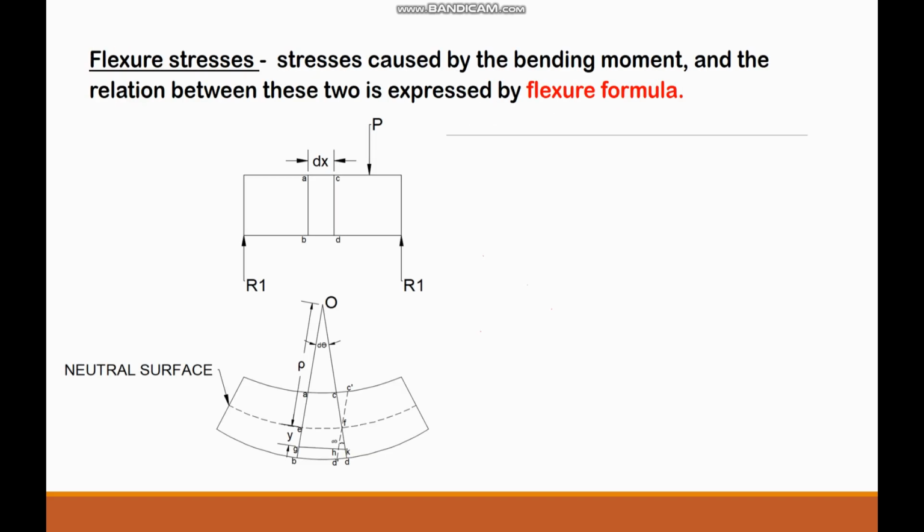So, this is now the meaning of the flexure stress. As I have said a while ago, this is the stresses caused by the bending moment, and the relation between these two is expressed by flexure formula. And by the way, we have two kinds of bending, which is the pure bending and then the ordinary bending. So, sa pure bending, for example, we have a beam here. The beam is only experiencing a couple, which is the moment and a vertical force acting at each side. So, tinatawag na pure bending.